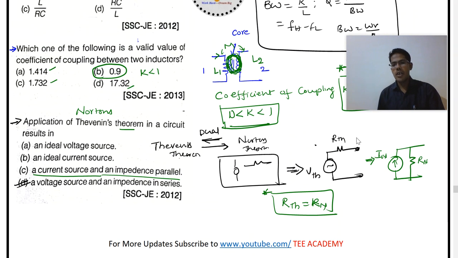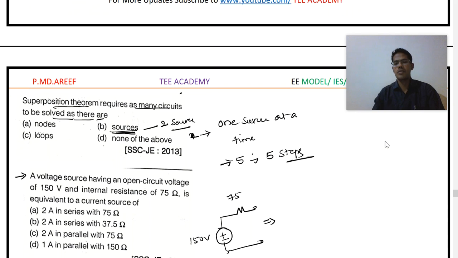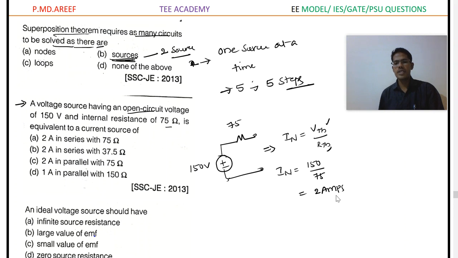Just now we discussed that we can convert any voltage source into its Norton's equivalent, as you see. So similarly we will convert here. How are we going to convert? That's an important point. The value of IN is VTH divided by RTH. Here I am taking the given open circuit voltage as VTH, 150 volts, and the internal resistance of 75 ohms as the RTH value. Now IN is equal to 150 volts divided by the RTH value of 75, so the answer is 2 amps.